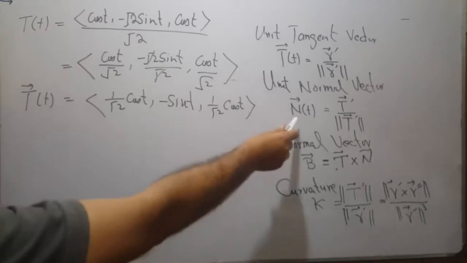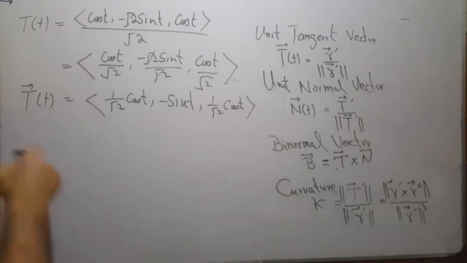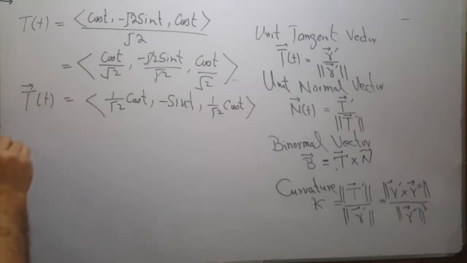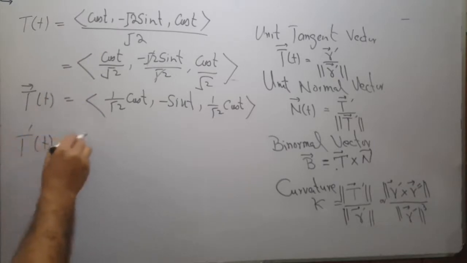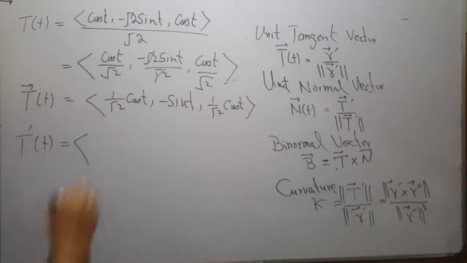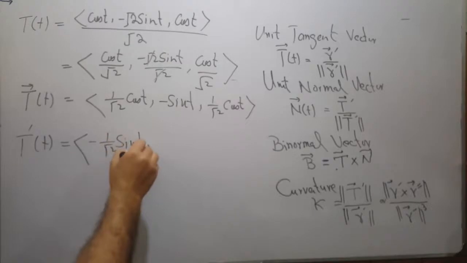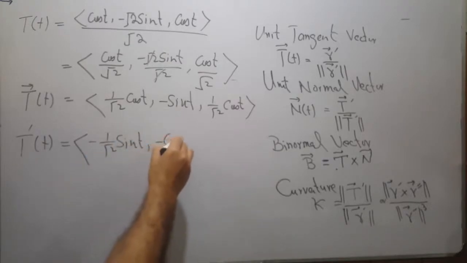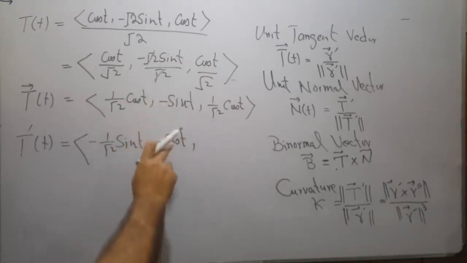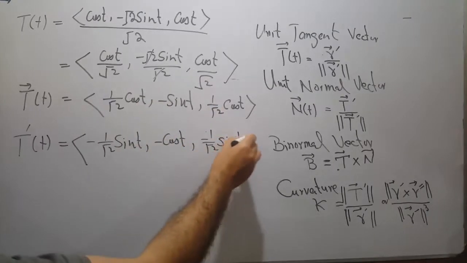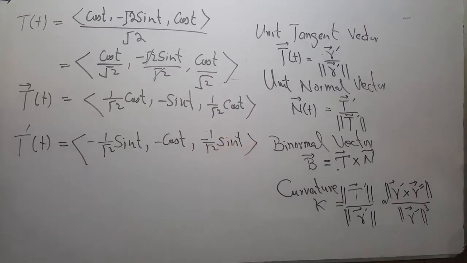Now to find the unit normal vector, we have to find the derivative of T. So T prime of t would be to take the derivative of each part. So this one would be minus 1 over square root 2 sine t, minus sine is cos t, sine is cos t with a minus, and that is minus 1 over square root 2 sine t. What else do we need is to find its magnitude now.